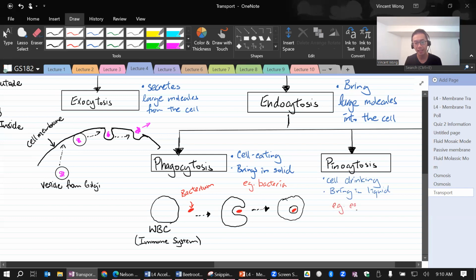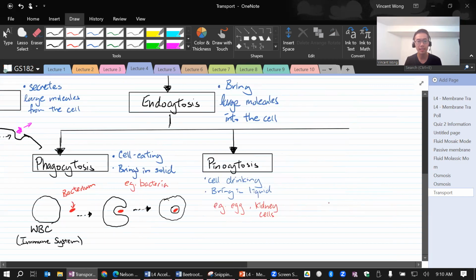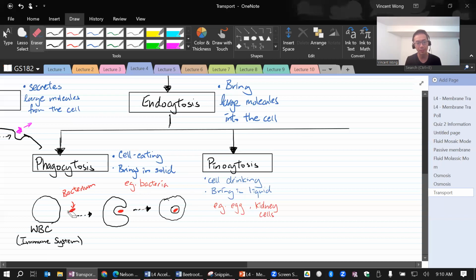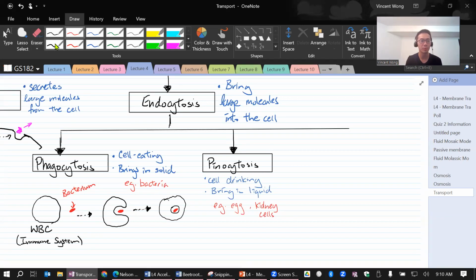So like your egg does this, like the human egg. Kidney cells sometimes do this as well. All right, so that's pinocytosis. It's the exact same thing, but rather than bringing in a chunk of thing, it's just mostly liquid.